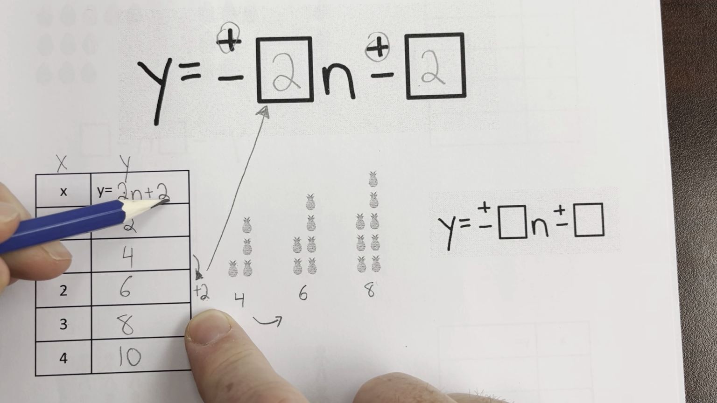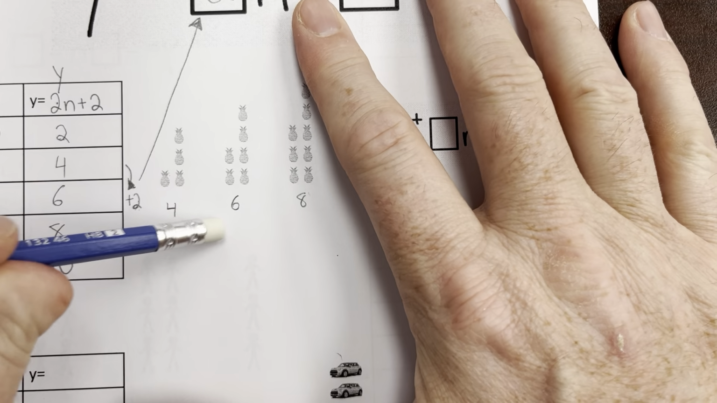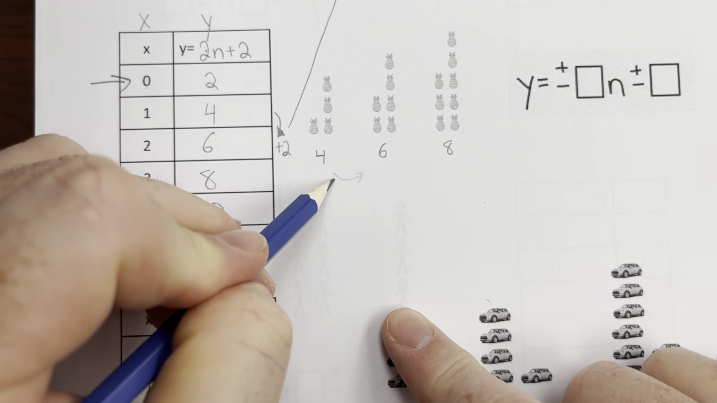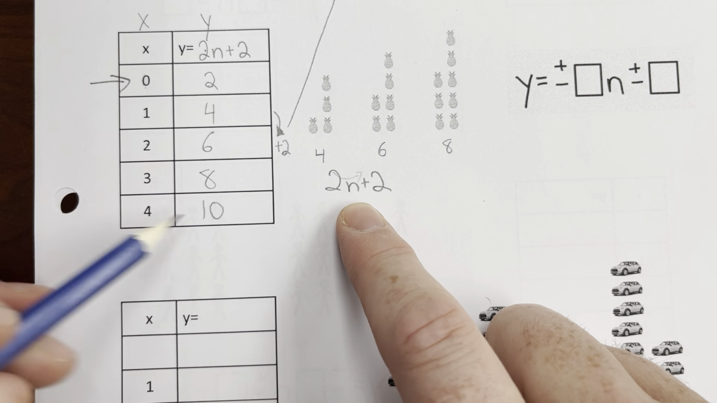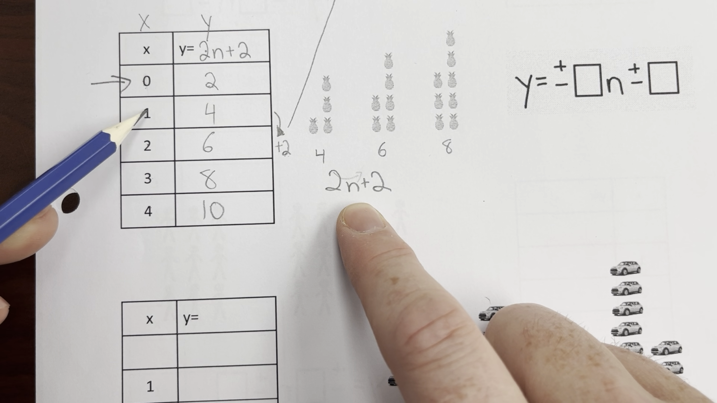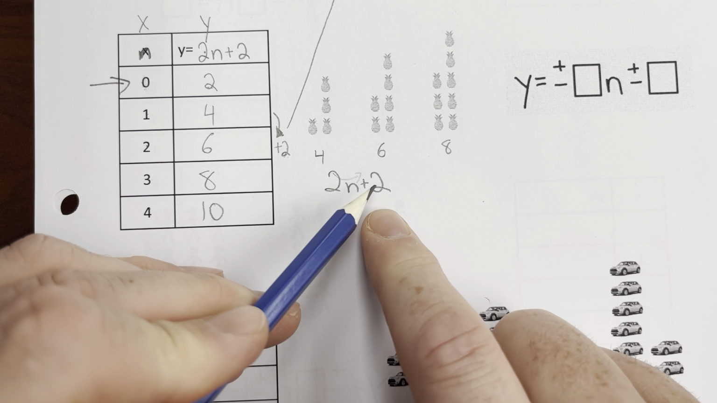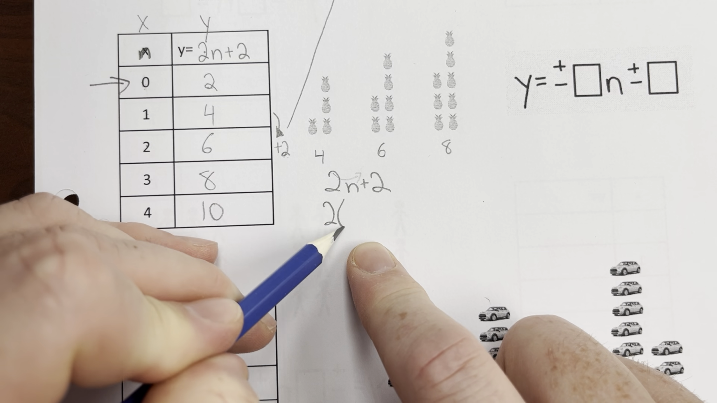2n plus 2. Now, it's fine and dandy that I say that, but there's a way that we can prove that it actually works. So we'll take that expression down here. 2n plus 2. And we're going to substitute in some values from the x side, or the n, and then see what the output is to see if it matches. So first we'll put the 1.